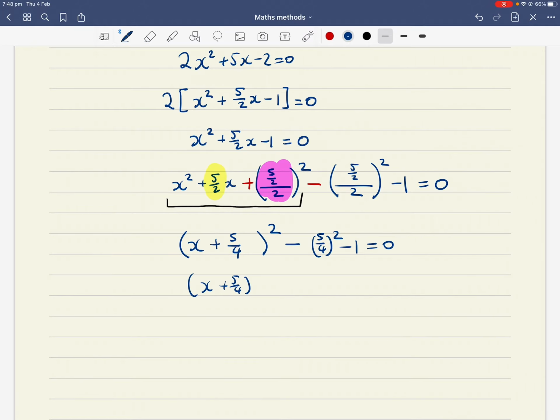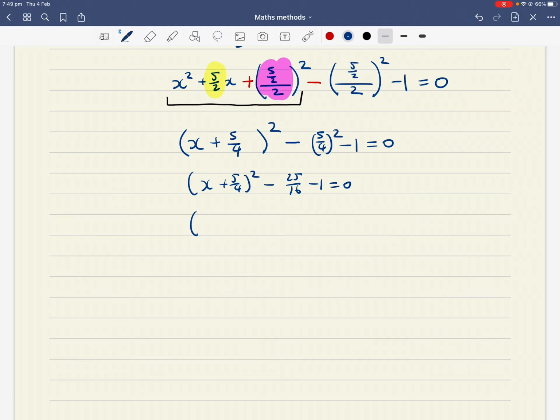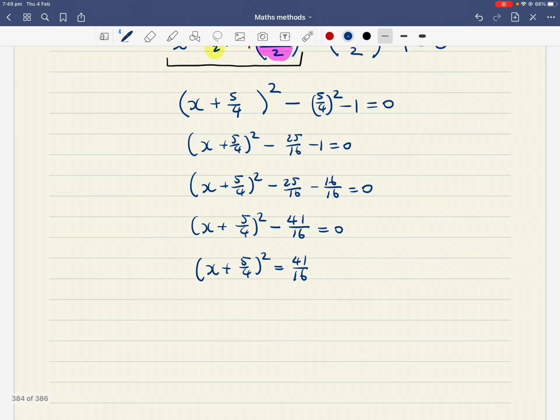X plus 5 over 4 squared minus 25 over 16 minus 1 equals 0. Again, to subtract fractions, you need a common denominator. So let's make that happen. So that's minus 25 over 16 minus 16 over 16 equals 0. So x plus 5 on 4 squared, minus 25 minus 16 gives me minus 41 over 16 equals 0. Rearrange the fraction. So we get x plus 5 on 4 all squared equals 41 over 16.